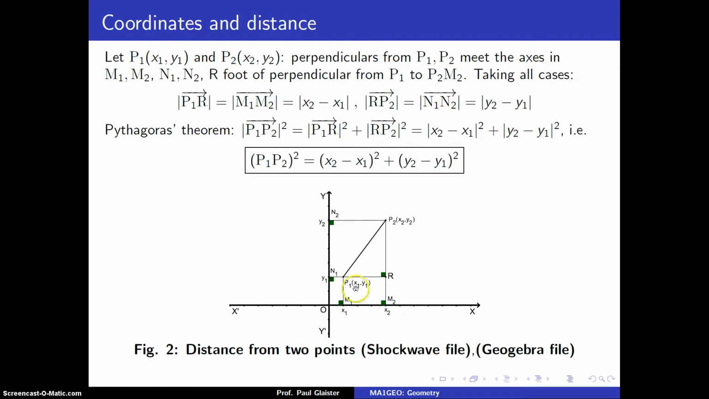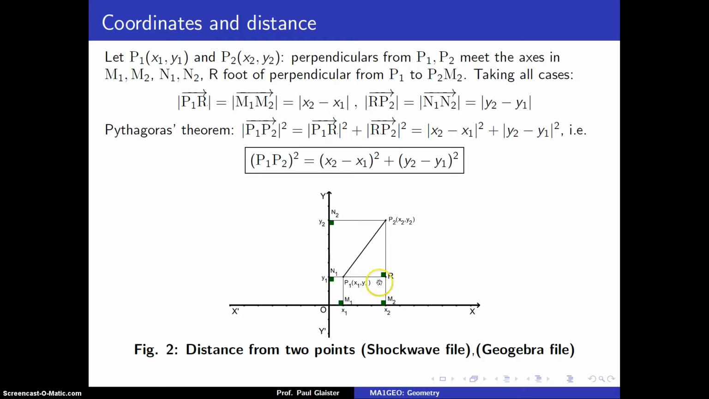So here I've got a point P called P1. A point P, but I've called it P2, and the coordinates of P1 are x1, y1, and the coordinates of P2 are x2, y2. It's very simple to determine the distance between P1 and P2 by drawing a right angled triangle, as I have here, and use Pythagoras' theorem.